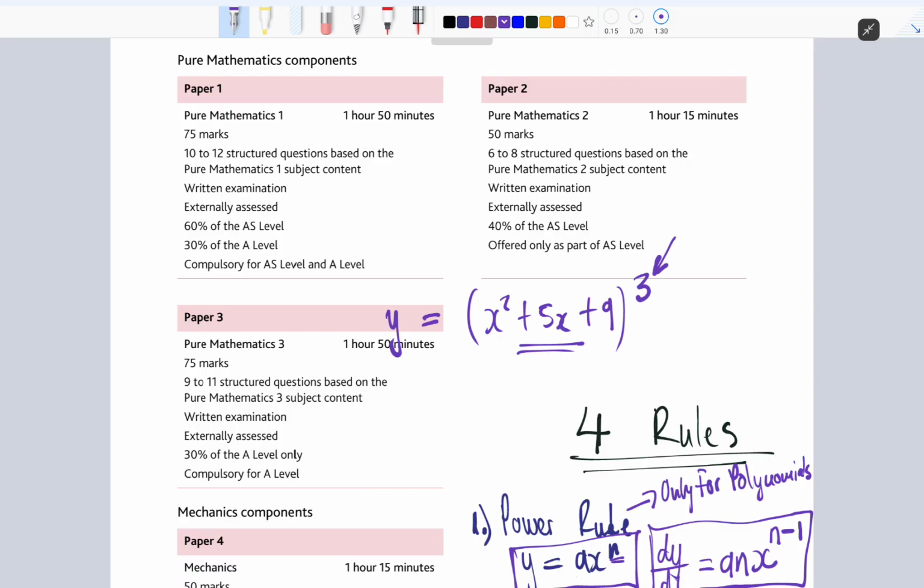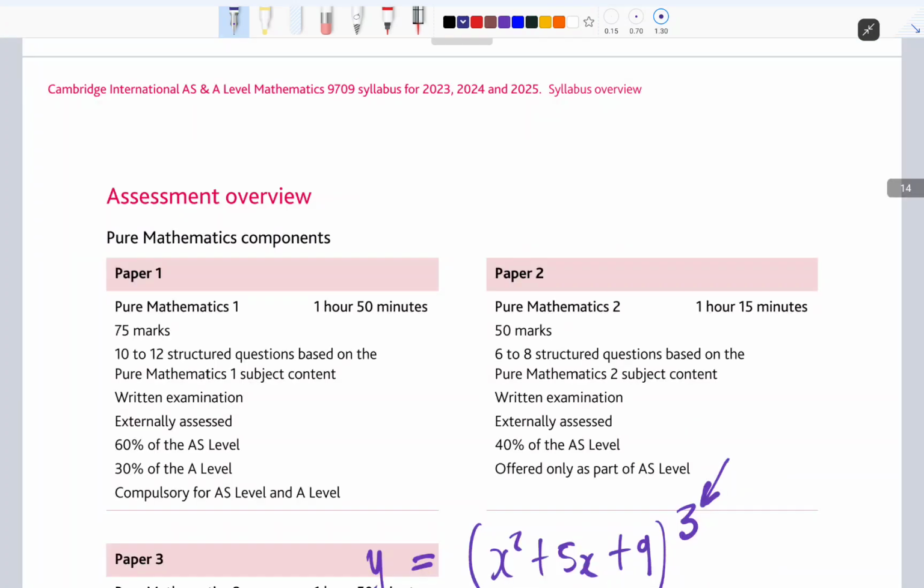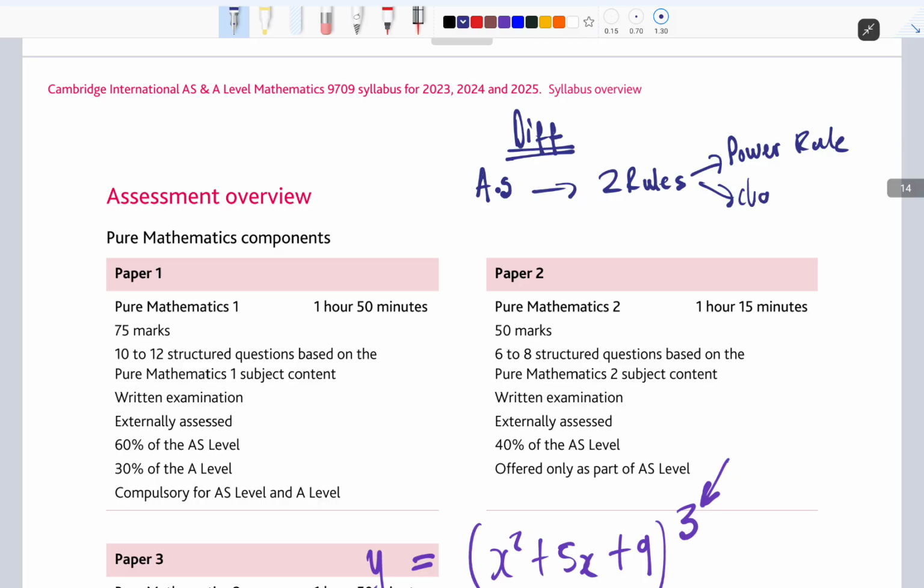Okay, so now, I got to wind down because the video has been long. Let me just say, what is AS differentiation? This is your differentiation, right? For AS, you have to know 2 rules. Out of how many? 4. And what is this? Number 1, power rule and chain rule. Okay? Chain rule is introduced here. Now, then what? Then you have to know the whole of application of differentiation.